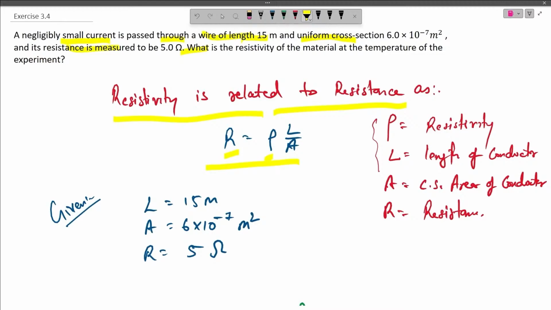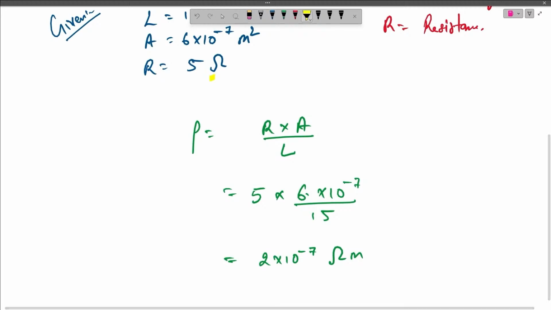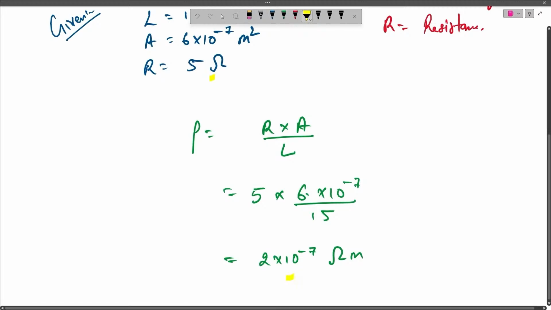Now in this question we have been given the length, that is 15 meter, cross-section area we have been given, and resistance is given 5 ohm. Unknown is the resistivity rho, so it can be easily found by rearranging this formula. So rearranging and substituting the values, we will get a value of resistivity as 2 into 10 to the power minus 7 ohm meter. Thank you.